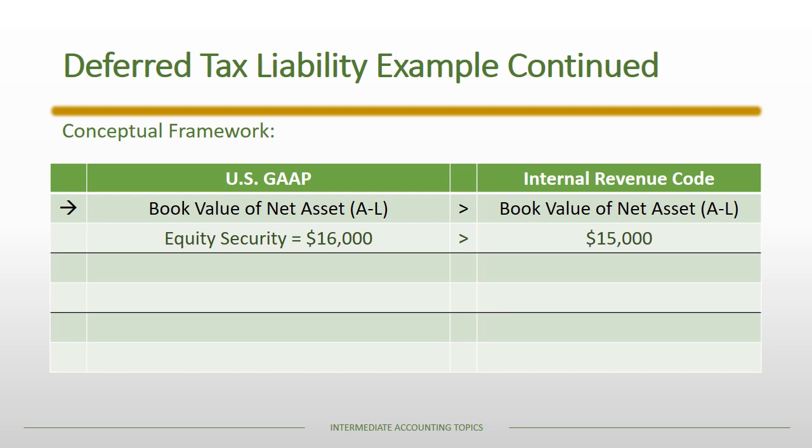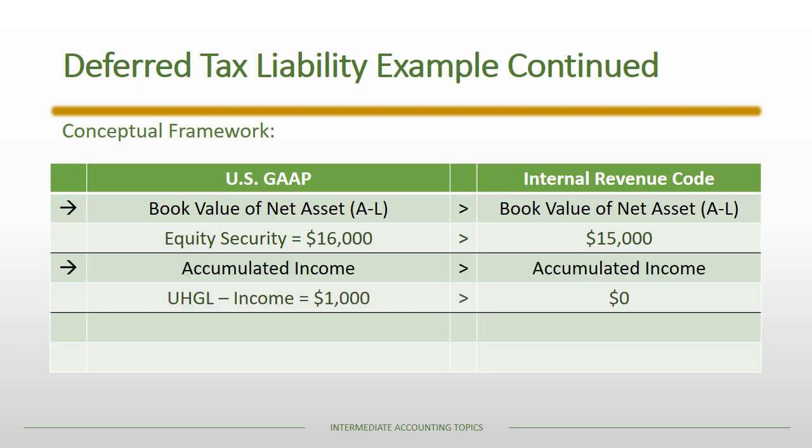Okay, so now we're going to turn our attention to a conceptual framework of thinking about how all this fits together. And so I start by taking US GAAP on the left-hand side and comparing it to the Internal Revenue Code on the right-hand side. And so we start with the book value of a net asset, which in this case, the equity security, has a balance of $16,000 under US GAAP. The same equity security has a balance of $15,000 under the Internal Revenue Code. And so in both cases, there is this difference.